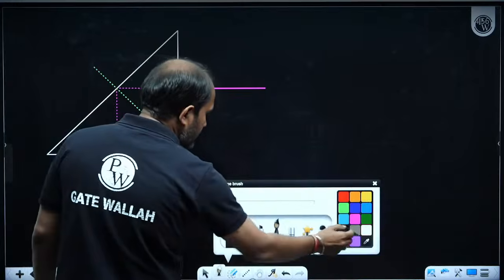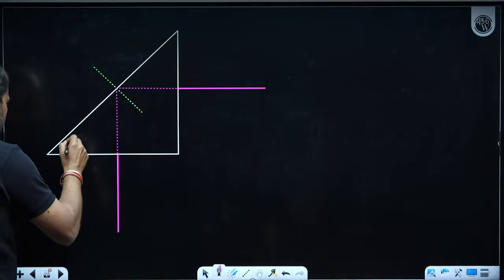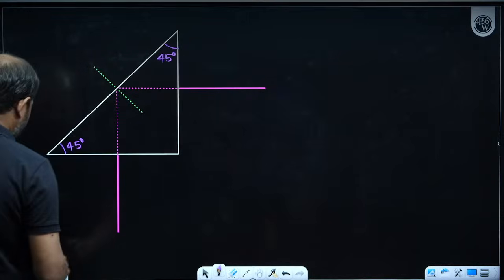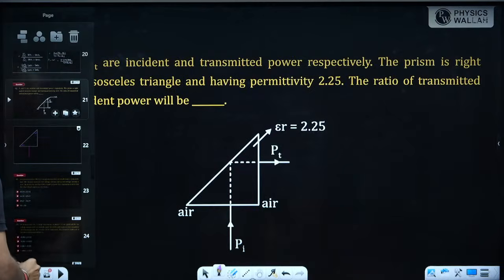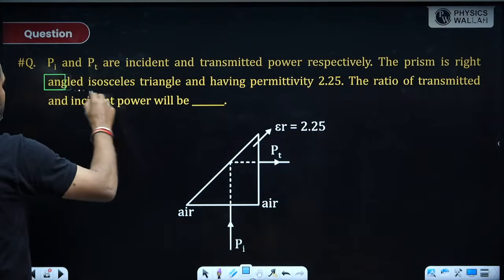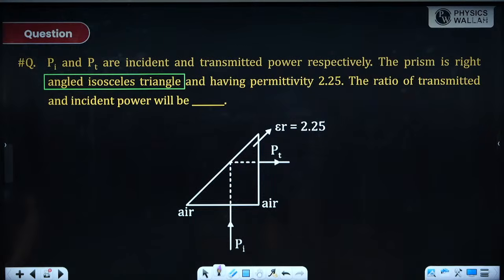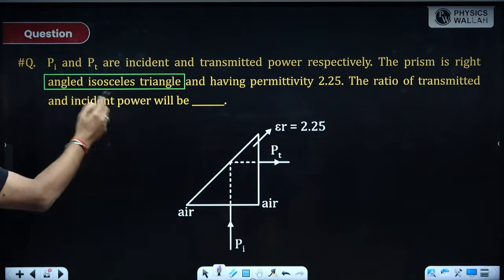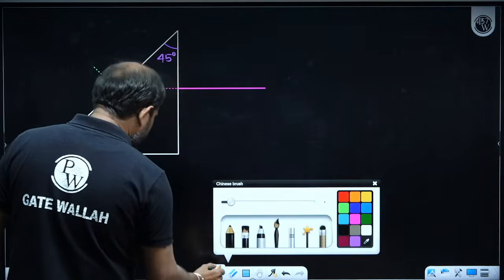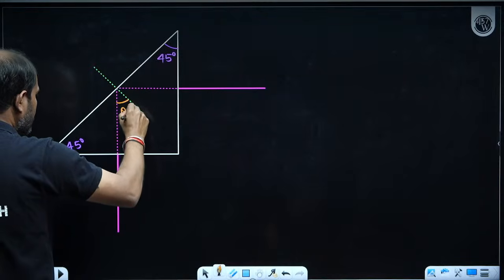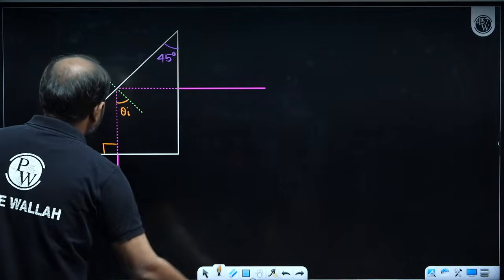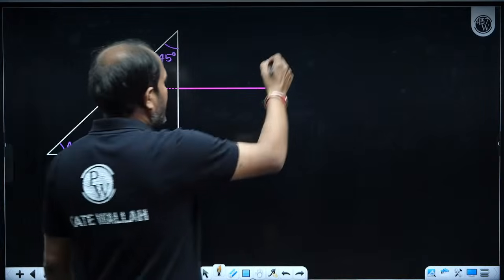So we have the question. This is an isosceles right angle triangle, so this is 45 degrees and this is 45 degrees. Isosceles means 45 degrees, 45 degrees. This is our angle theta I. This is 90 degrees, so this will be 45 degrees. So in this case, theta I will be 45.